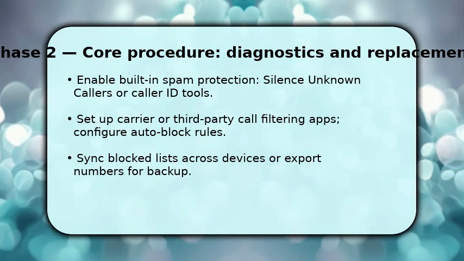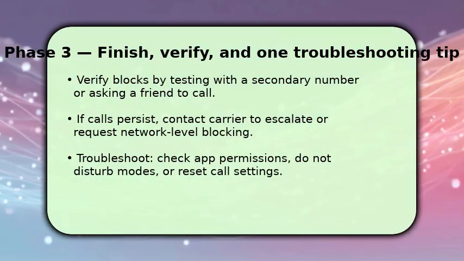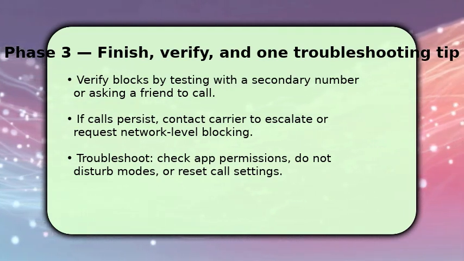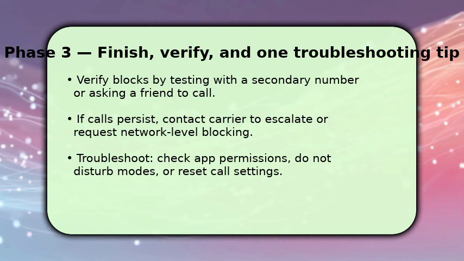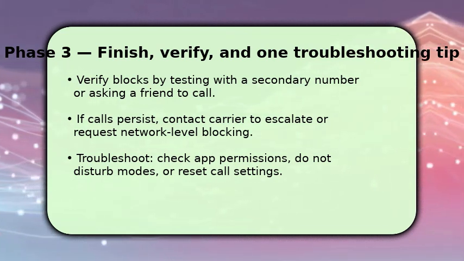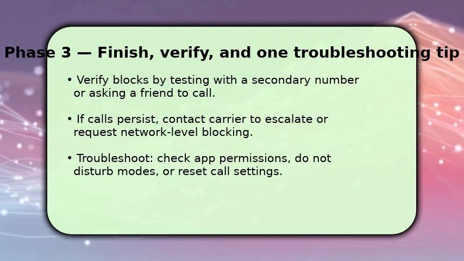To finish, verify the blocks. Test with a secondary number or ask a trusted friend to call and confirm the call is stopped. If the random calls keep coming, escalate to your carrier and request network-level blocking or a number change. They can often filter at the switch.